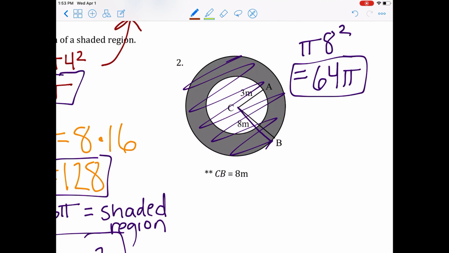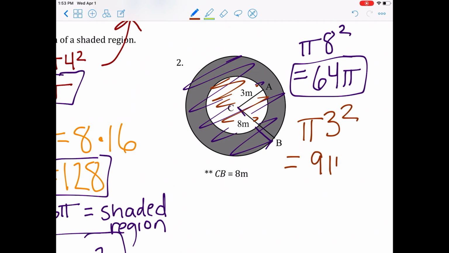Now let's find the smaller white circle. So we're going to find this. Now underneath the scribbles, there we go, clear that up. We have the radius of 3. So that is going to be our pi 3 squared. And to make that exact, 3 squared is 9 pi.